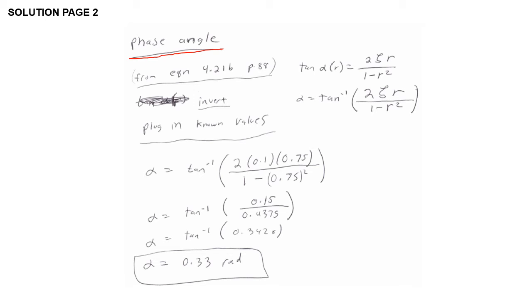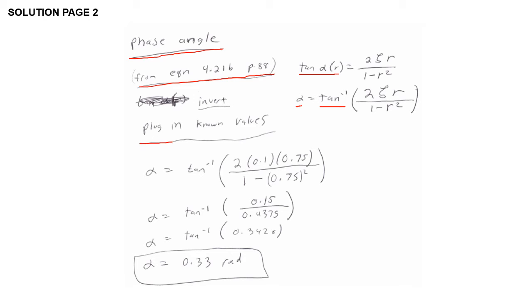From there, the next thing we want to calculate is our phase angle. This is the second thing they asked us to solve for in our problem statement. Our phase angle is given by equation 4.21b on page 88 of our textbook. We have that the tangent of alpha is equal to 2 zeta r over 1 minus r squared. We can rearrange and solve this for alpha.